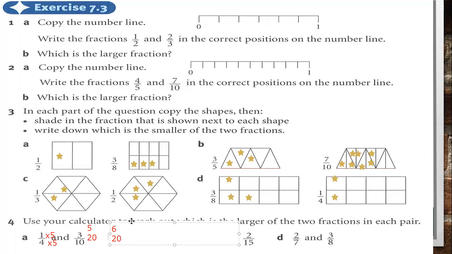So this one is 6 by 20, the other is 5 by 20, so which one is greater? 6, obviously 6 by 20. So here you write 6 by 20 is greater than the other one, or you can also write that this one is greater. Same like that, the rest of them you also solve.